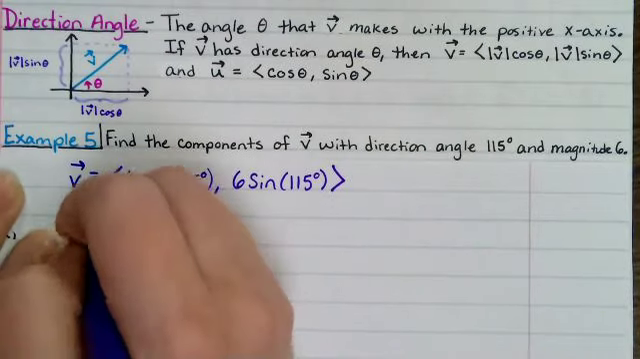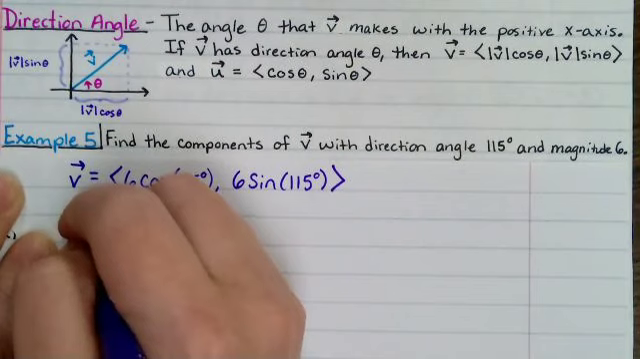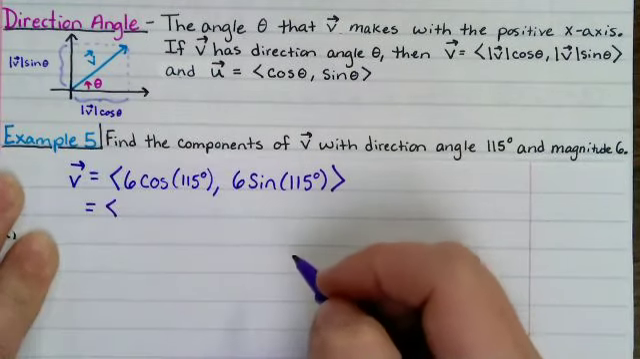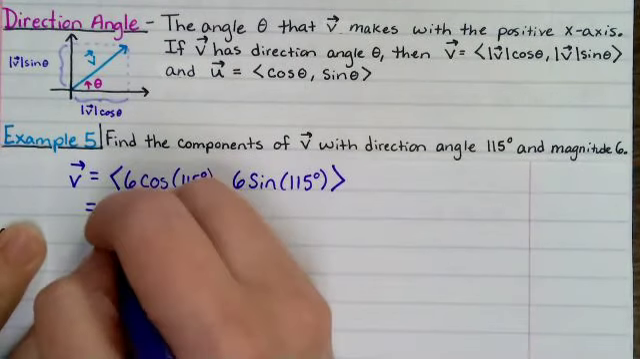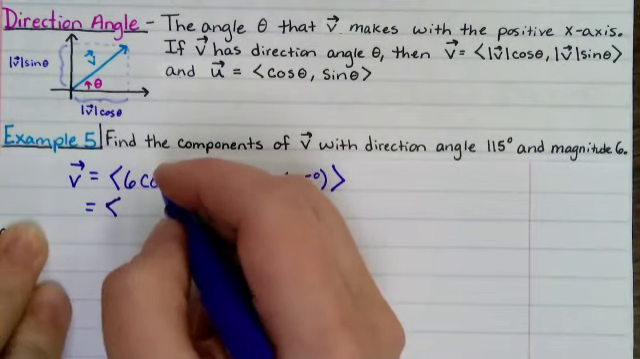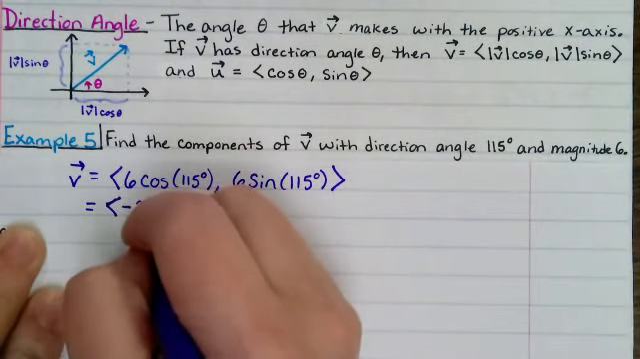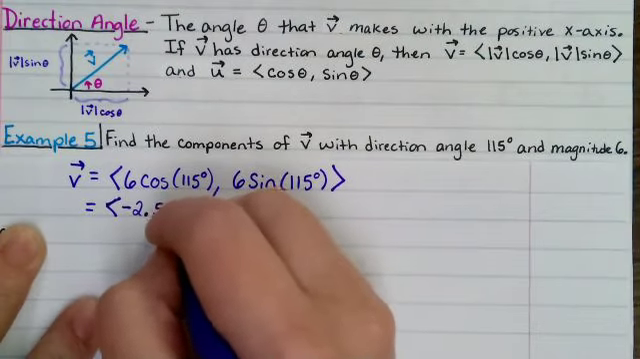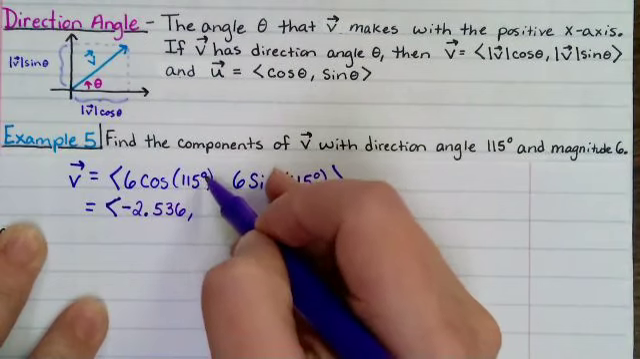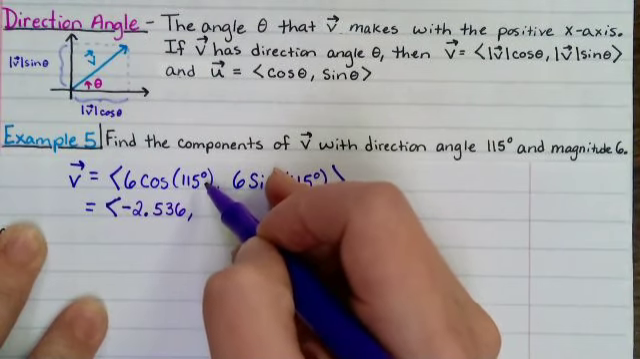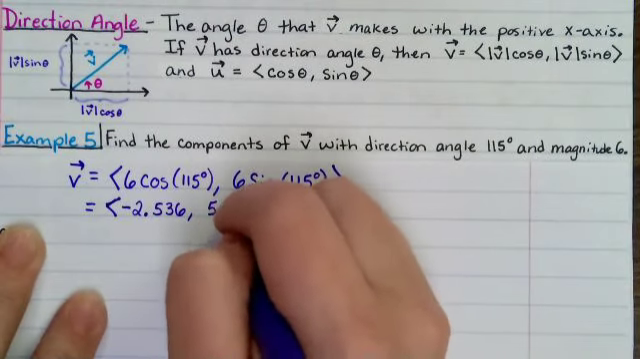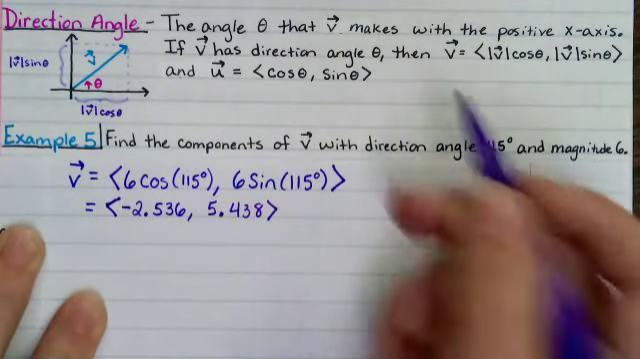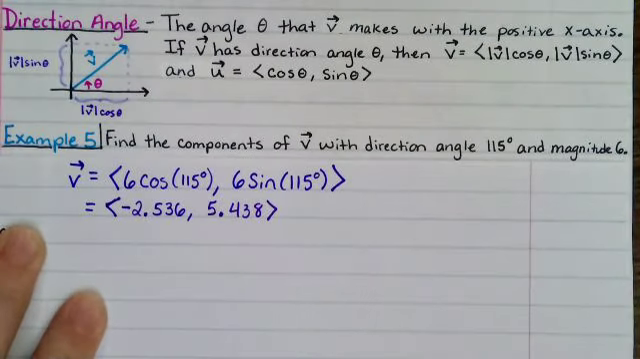This is something you can type into your calculator and estimate, because it's not one of our special angles. It's definitely one of those that's trickier to calculate. So you can use a calculator to plug it in and get a decimal. You should end up with negative 2.536. If you are not getting that, make sure your calculator is in degrees and try it again. And then for the second component, we should have 5.438. Those are the components of this vector. If it has a magnitude of 6 and that direction angle, plug and chug.